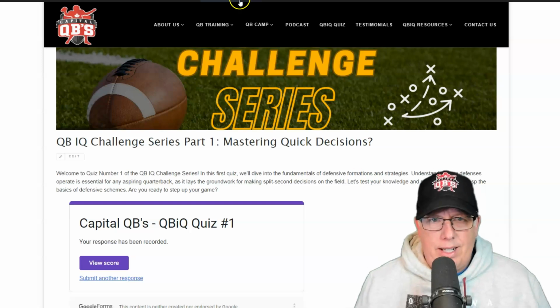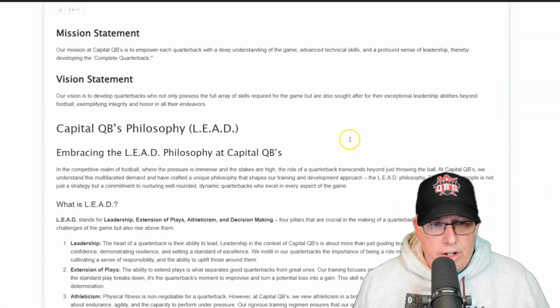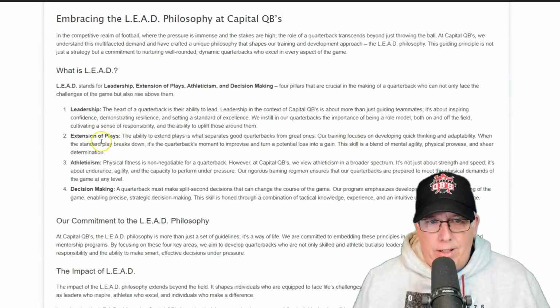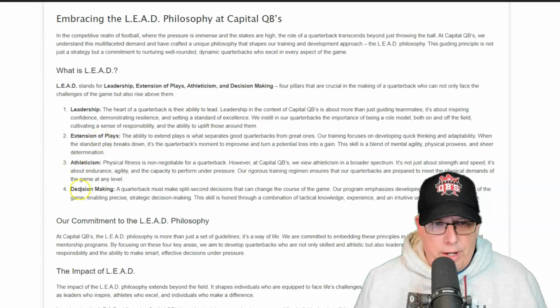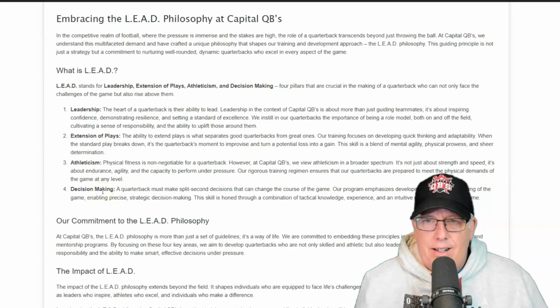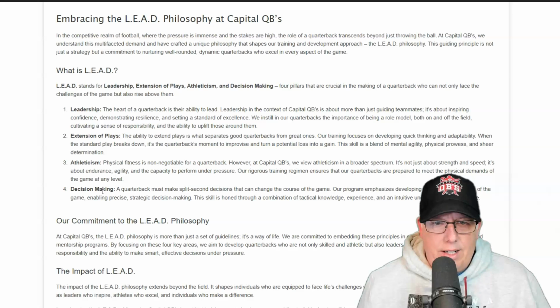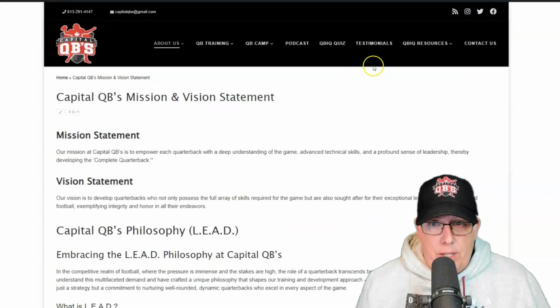And as I said in our introduction, you got to remember the LEAD philosophy is about leadership, extension of play, and to extend the play, you need some athleticism. And that's the number 3. And then decision making is the processing, right? How you processing the play in front of you that the coach gave you, and if you're making the right decision.